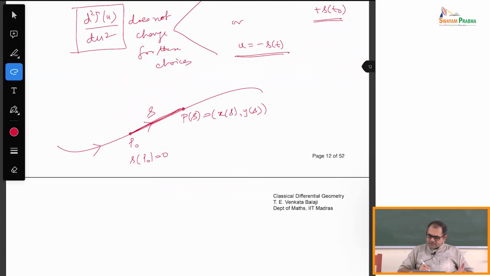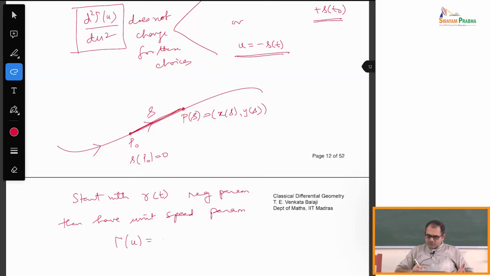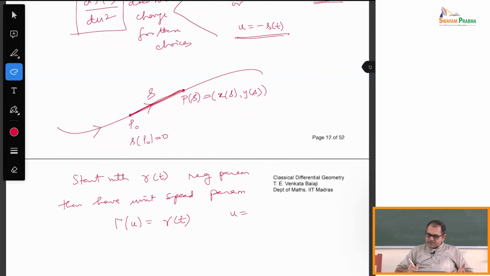So what we'll do is, with this certitude, we will derive the curvature formula for a general space curve, and show that it agrees with the geometric formula that we already got. So how do we do that? I have to do the following. Start with gamma of t, a regular parametrization. Then take the unit speed parametrization given by capital gamma of u equal to small gamma of t, where u is s of t.